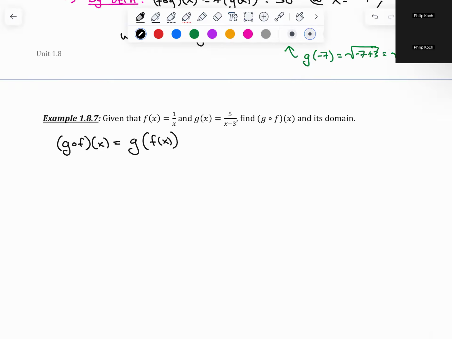So step 1 is to look at the inner function. f of x is equal to 1 over x. We need x to not equal 0. And I'm going to write this on the side. You don't need to write this.